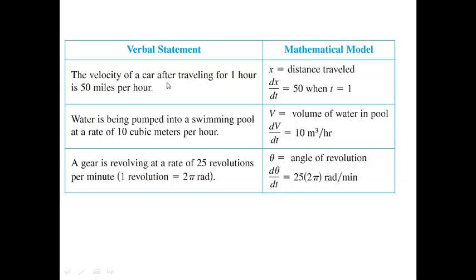Okay, so to help you understand the reading part, here's a little thing that I found in your book. The velocity of a car after traveling for 1 hour is 50 miles per hour. Okay, this is what they might say. This is what they mean. X is the distance traveled, and the change in the distance, dx/dt, is equal to 50 miles per hour when time is equal to 1. This is what they're trying to say.